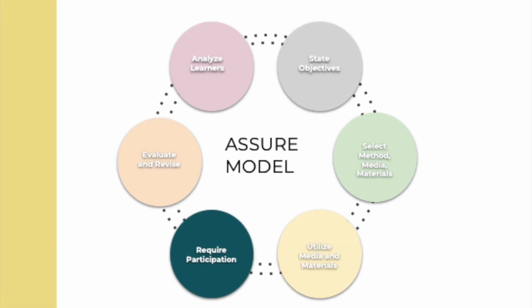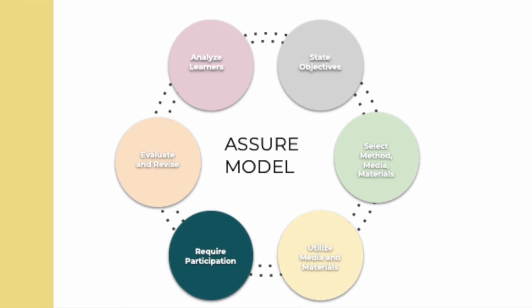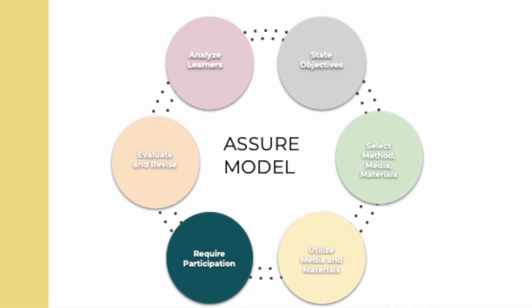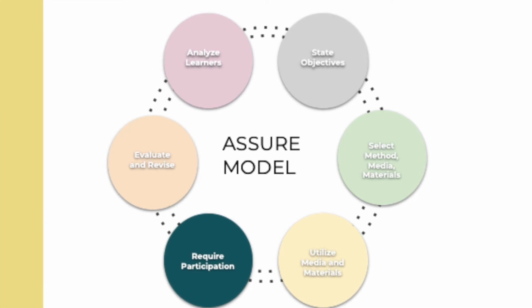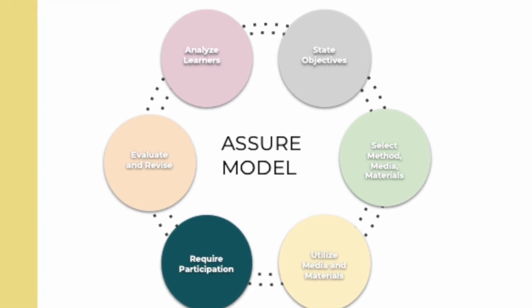The fifth step of the Assure model is to require participation from your learners. Think about how you're going to have your learners engage using the technology that you've selected.